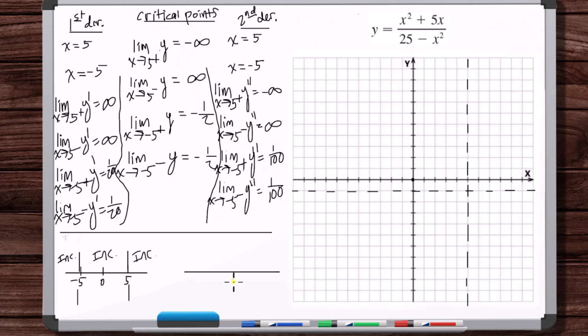Now, the second derivative, so 0 minus 5, 5.